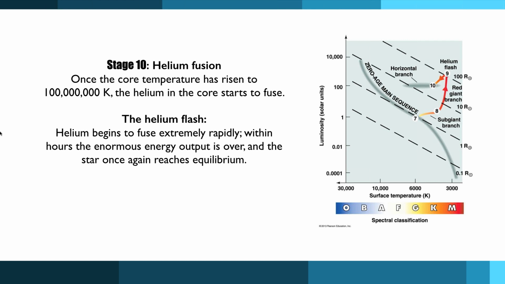Within just a few minutes, the flash releases as much energy as our current sun generates in over 200 million years. So at the height of the flash, the sun's core will very briefly equal the combined luminosity of all of the stars in the Milky Way. It's over 1 billion stars.